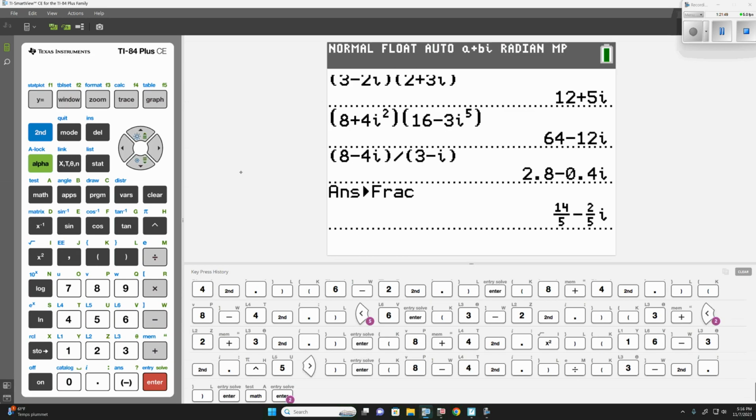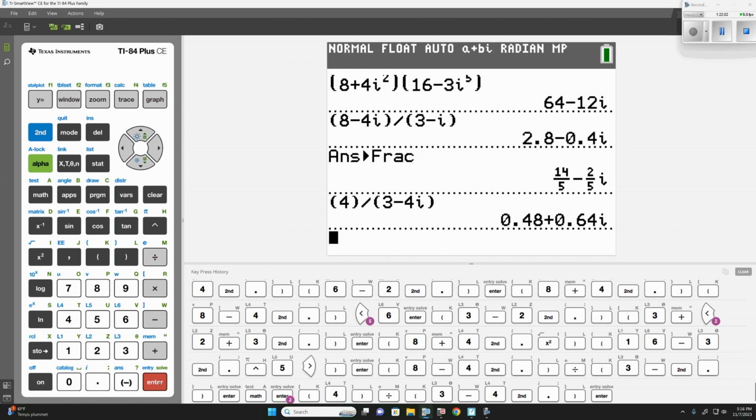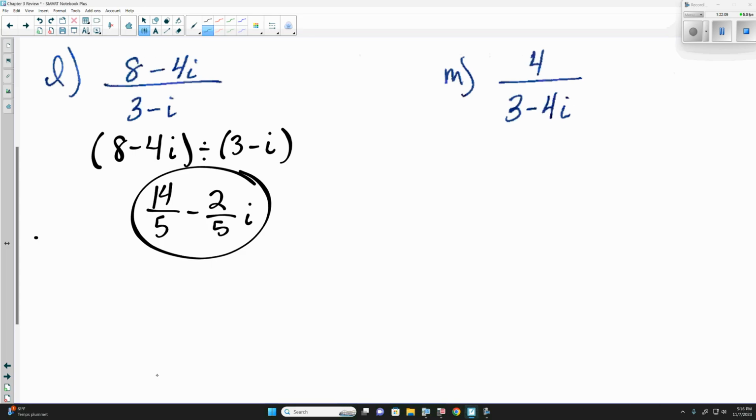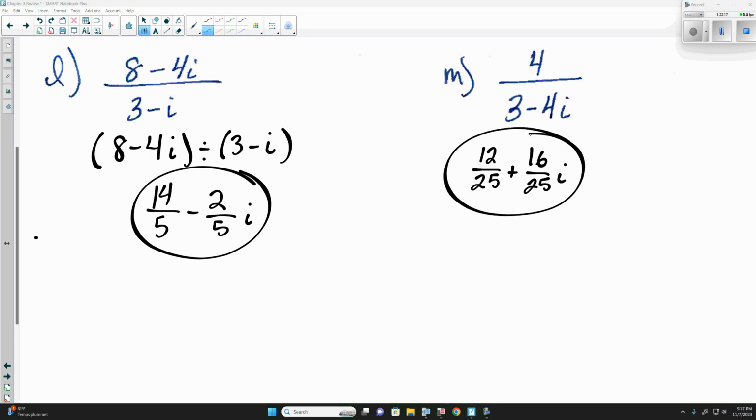M, again, the numerator in parentheses divided by the denominator, 3 minus 4i, enter. You get this here. To turn it back into a fraction, math, enter, enter. 12 25ths plus 16 25ths i, that is the final answer for that there.